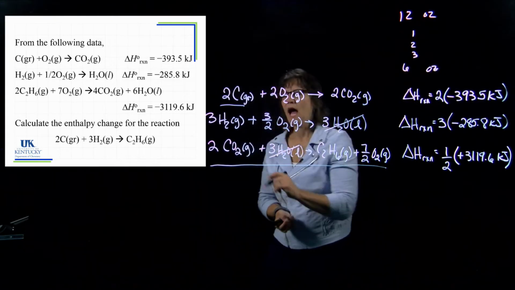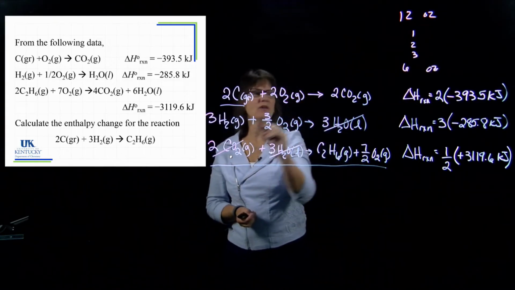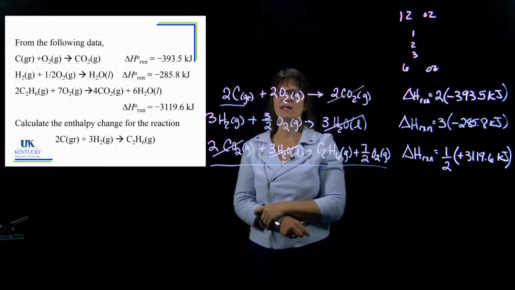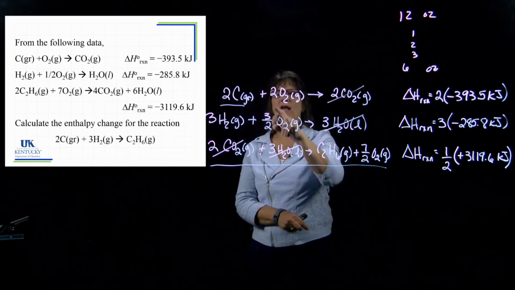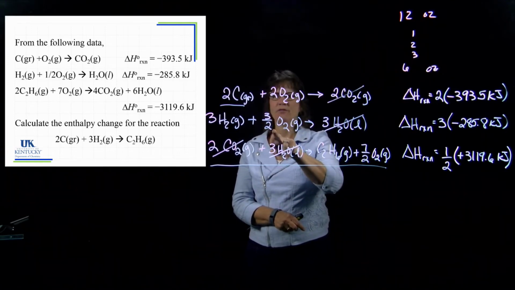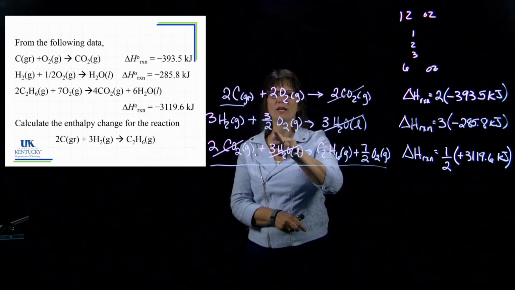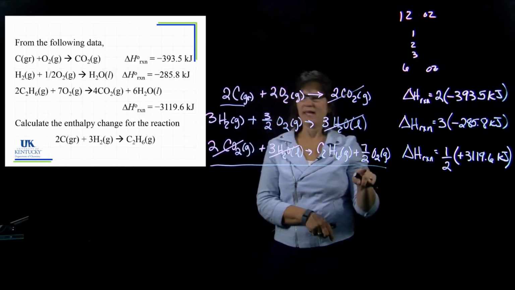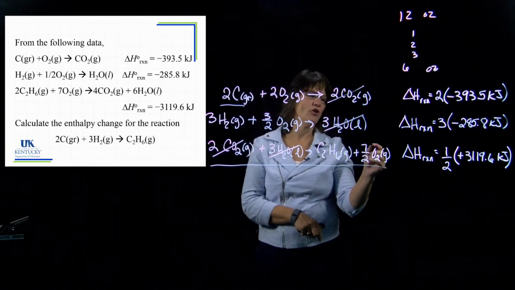What else do we see? I have 2 carbon dioxides and 2 carbon dioxides. They cancel. All right, I have 2 plus 3 halves. That's 2 plus 1.5. That's 3.5 oxygens over here. And 7 halves is 3.5 also.